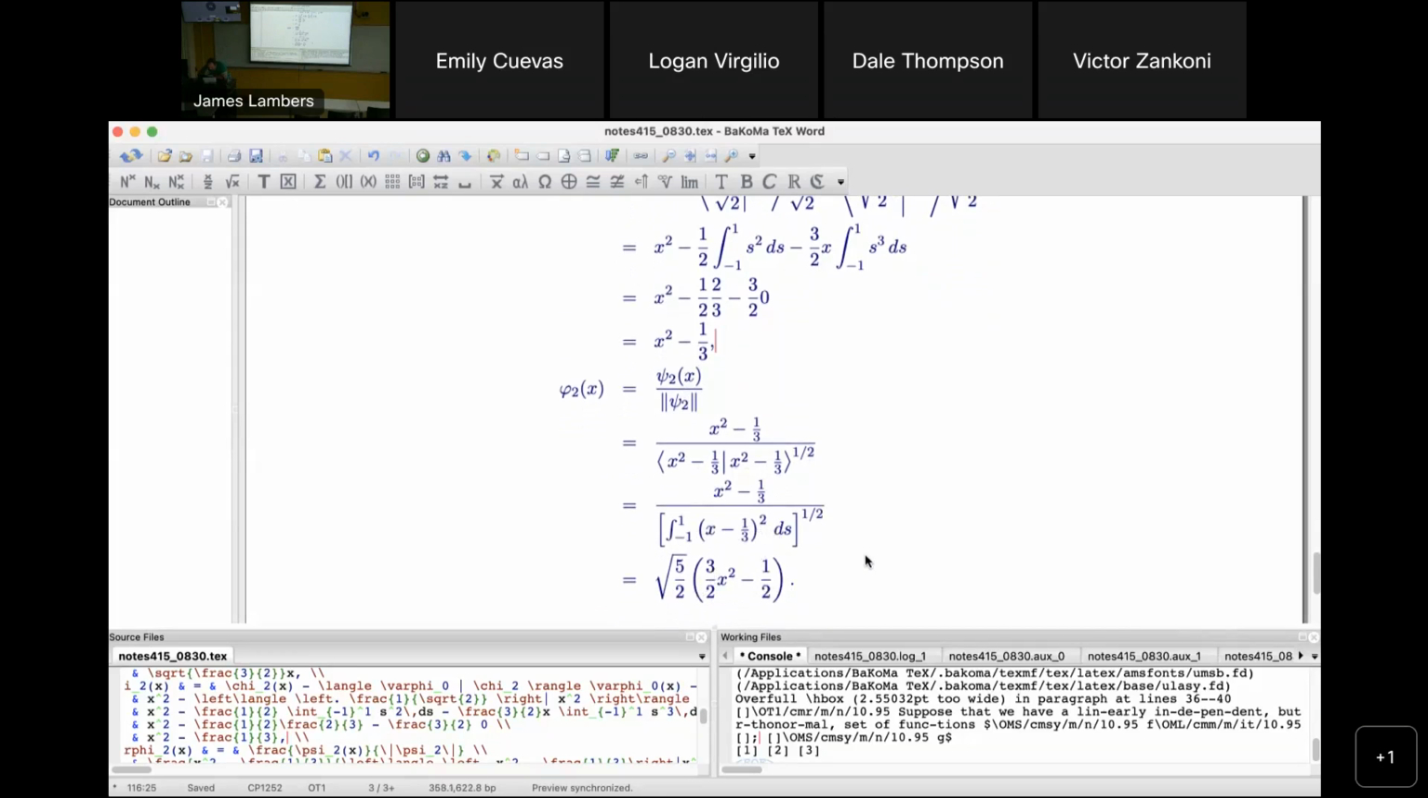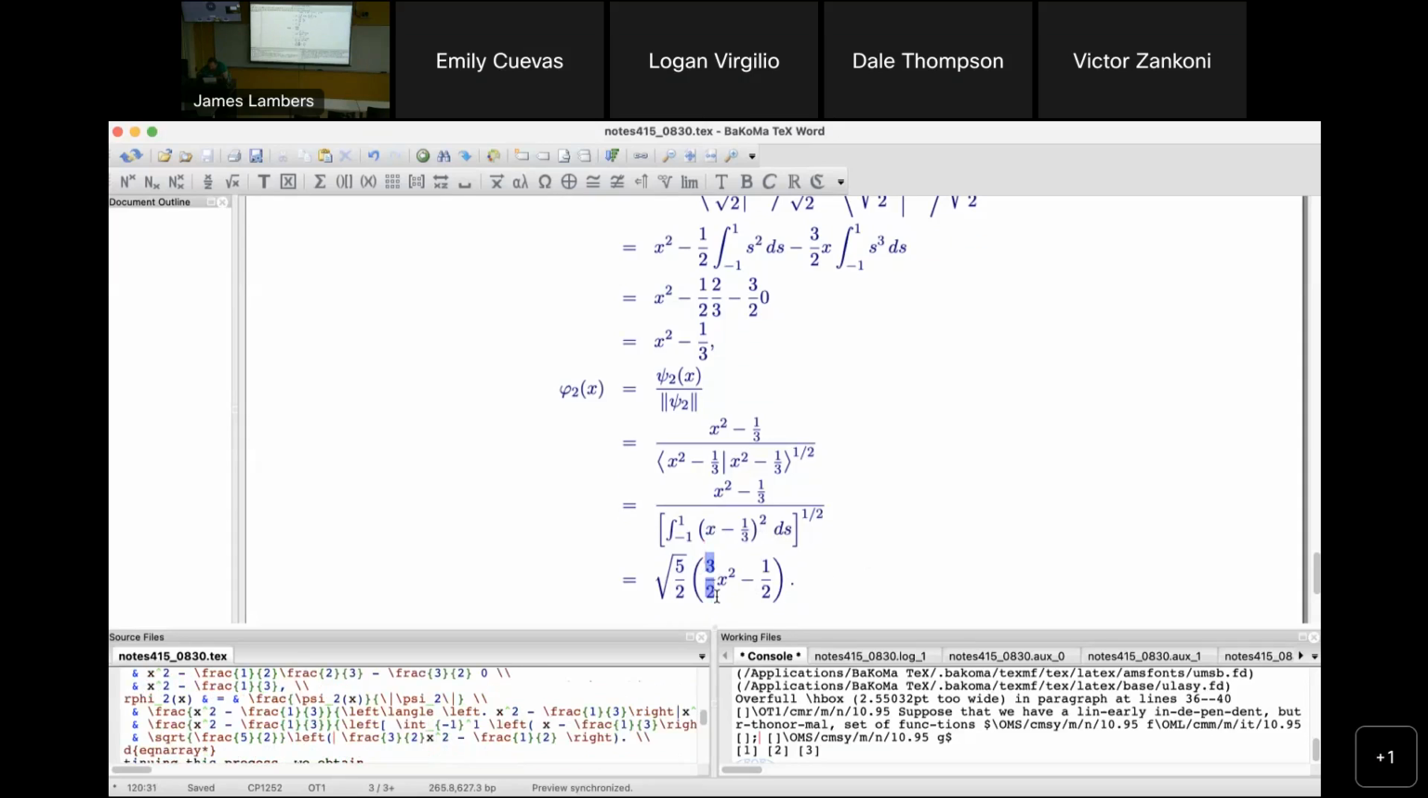Oh, wait. No. Not true. Scratch that. I forgot about the factor of 3/2 here. So that's included in this integral also.